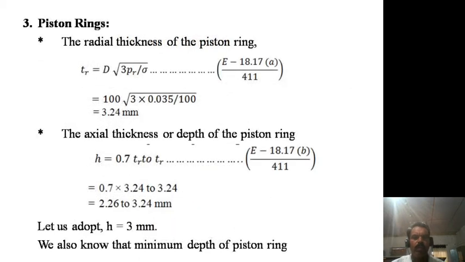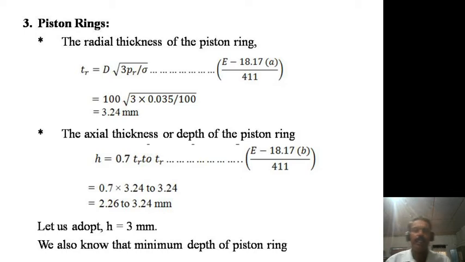Okay, next, piston rings. The design of piston rings is the third step. The radial thickness of the piston ring, TR, is equal to D × square root of (3 Pw / σ). This is also one of the equations available in the DDHB, that is the Design Data Handbook.